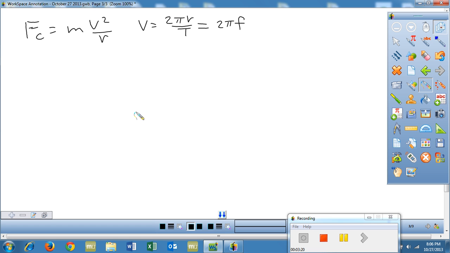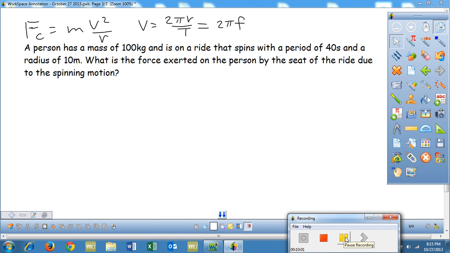I wrote down a problem for you to do. Maybe I'm going to pause and type it. Okay, I'm back. Here's my problem for you. A person has a mass of 100 kilograms and is on a ride that spins with a period of 40 seconds and a radius of 10 meters. What is the force exerted on the person by the seat of the ride due to the spinning motion? I'm going to pause and you solve this, and then I'll solve it, and we'll see if we get the same answer.